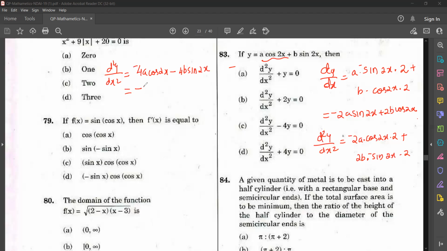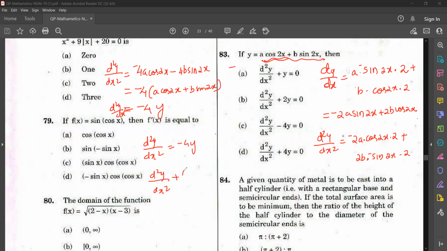So when you take minus 4 common, this will become a cos 2x plus b sin 2x. So that is minus 4. What is a cos 2x plus b sin 2x? That is y. Okay, so d square y by dx square is equal to minus 4y. So d square y by dx square plus 4y is equal to 0.